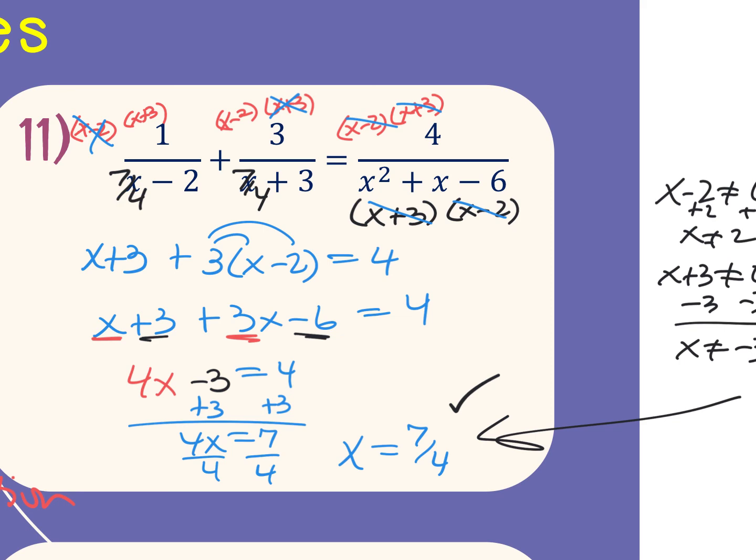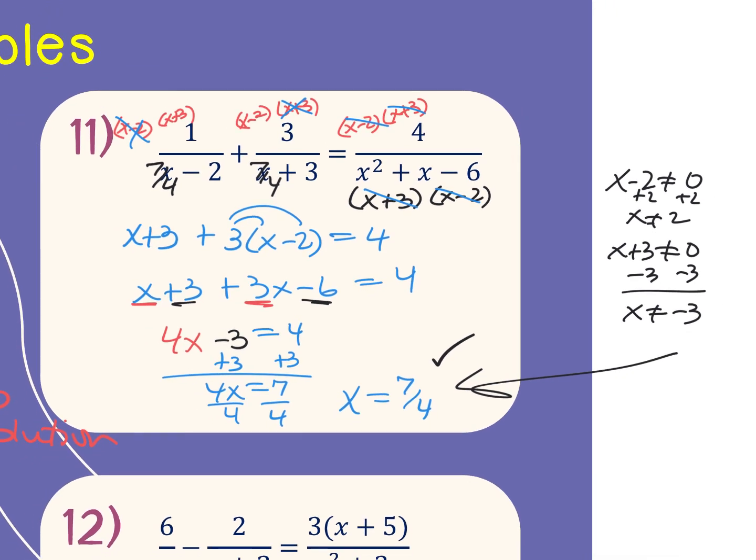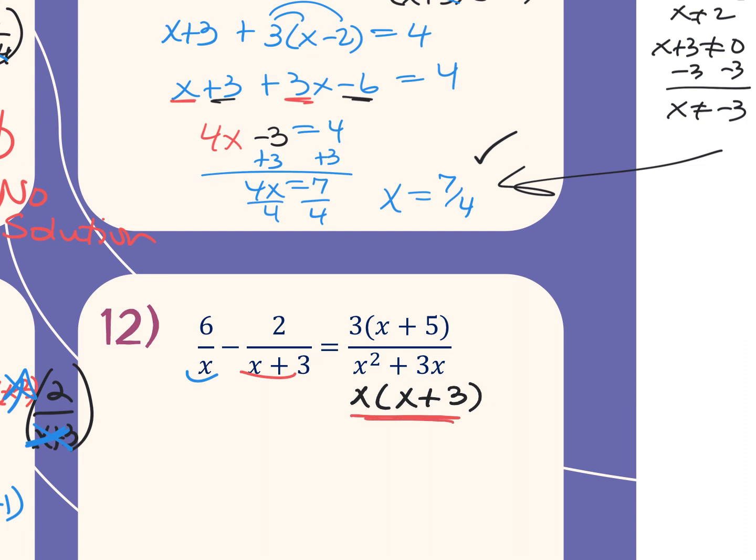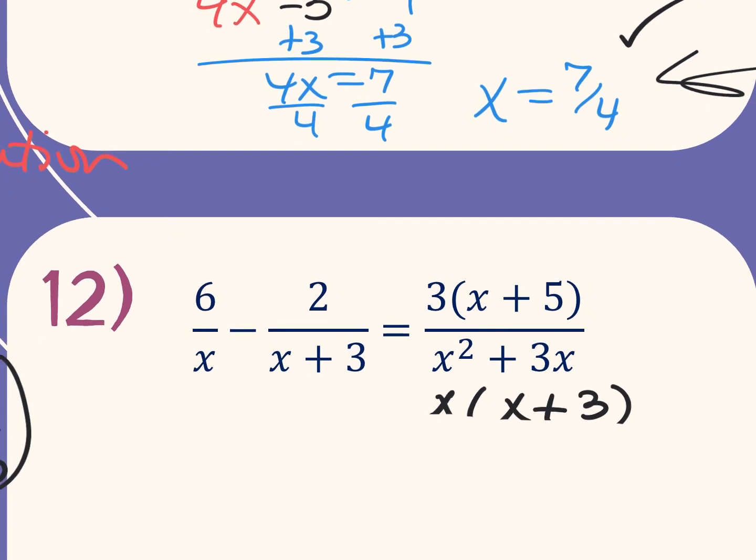One last question. And again, factor the denominator first. So this is actually going to factor into x times x plus 3. So again, you can already see that this one's got a piece and this one's got a piece. So this is your LCD. So again, I'm going to multiply each piece by this LCD. And again, if you want to just write it up top here, x times x plus 3, x times x plus 3, x times x plus 3.